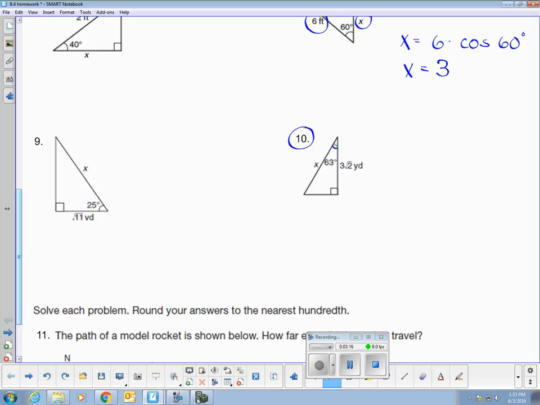Once again, if this is my reference angle, this side is the adjacent side, this side is the hypotenuse, so I will be using the cosine.